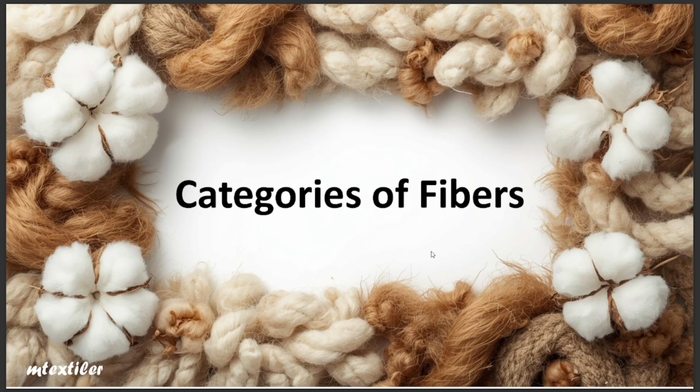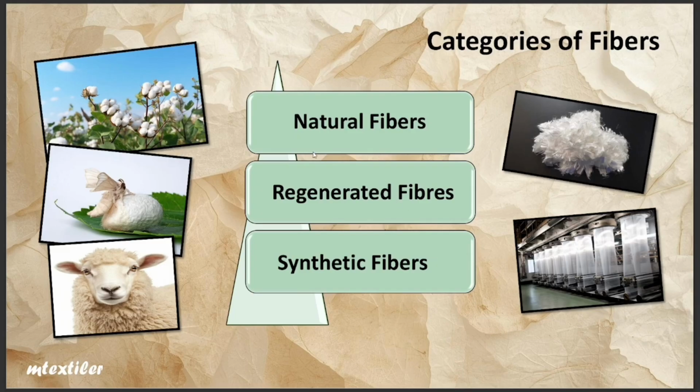Let's get started. There are 3 main categories of fibers: natural fibers, regenerated fibers, synthetic fibers. Natural fibers are those that come from natural sources, where the fiber is formed directly by nature, such as cotton, wool, silk, and so on.